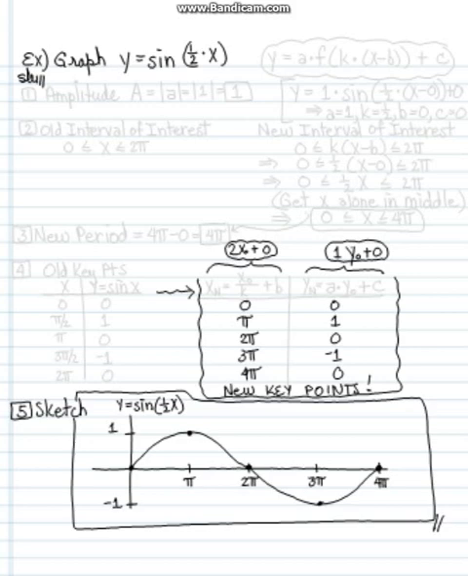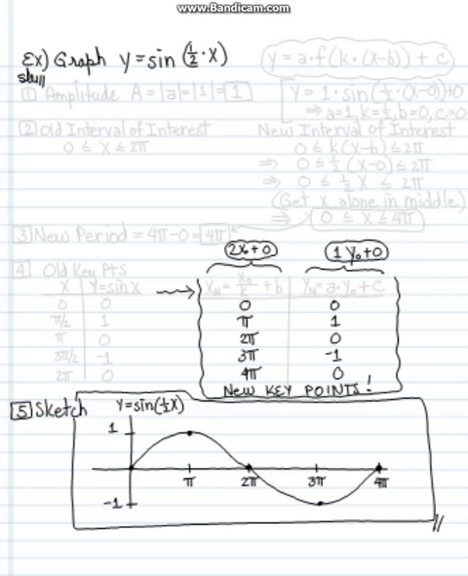They ask us to simply graph y equals a variation of the sine function: y equals sine of 1/2 times x. All they've done is multiply the argument x by 1/2. We're going to use the steps that we just talked about to do this.